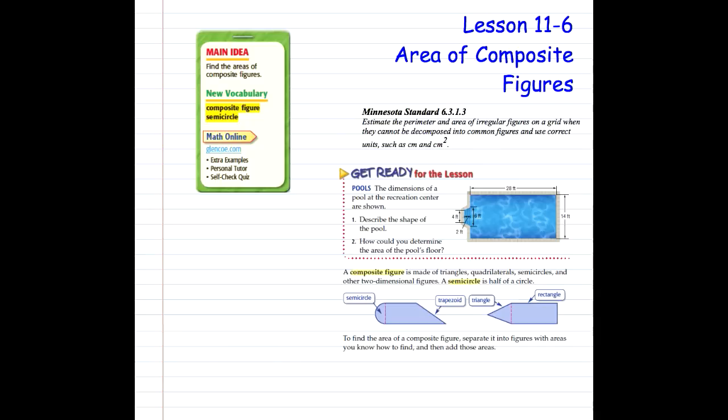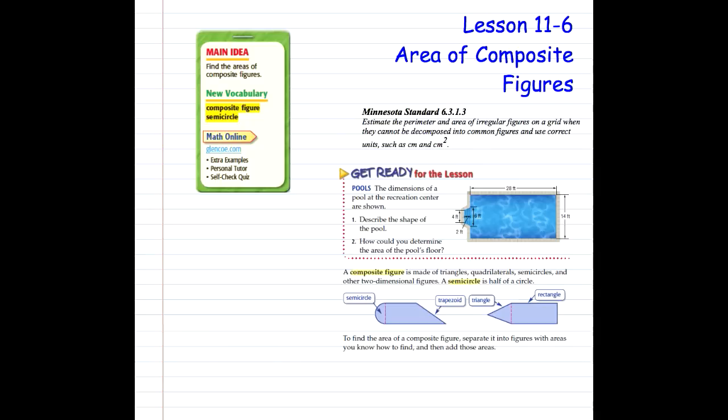Well, we've got a big rectangular shape, and to the left we have a trapezoid shape. So we would have to find the area of this trapezoid and then add it to the area of the rectangle.